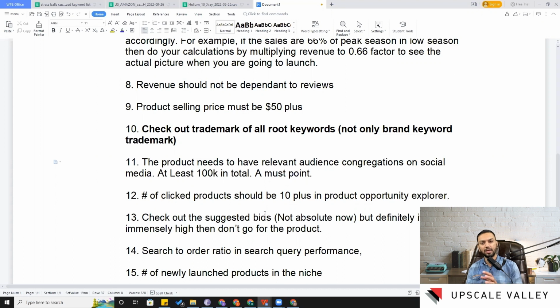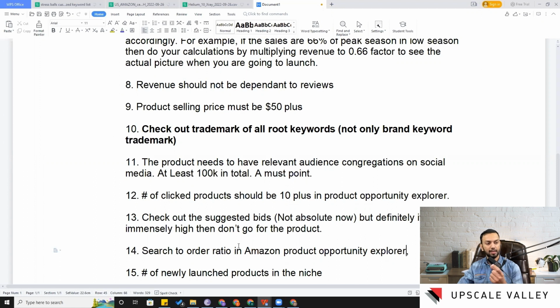But then again, it's relative, and we must shift, or I would say expand, to other marketing channels as well, to make sure that we can mitigate the risk of the increasing competitiveness of Amazon PPC. So the 14th point is search to order ratio in Amazon Product Opportunity Explorer. It's not search query performance, it's Amazon Product Opportunity Explorer. I have also mentioned it in recent videos, and if you want a second look, I also have a YouTube video on it.